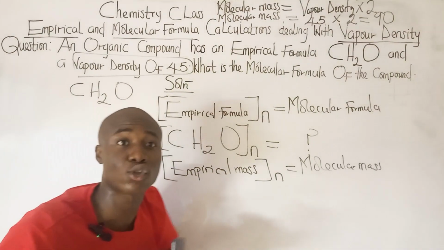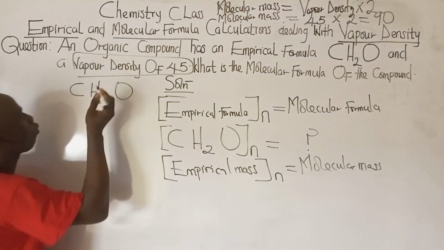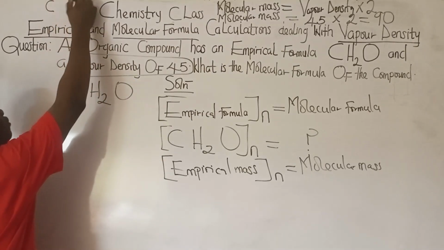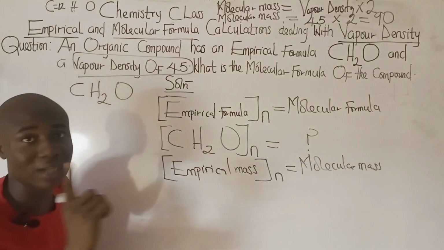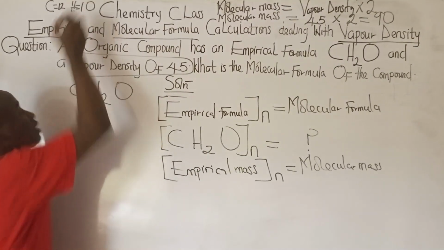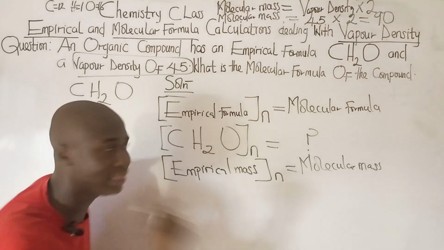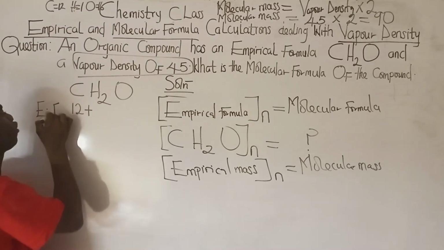To get empirical mass, it's like solving the molar mass of a compound. Now, what are the elements involved in this compound? There are 3 elements: carbon, hydrogen, and oxygen. Whereby the atomic mass of carbon is 12, the atomic mass of hydrogen is 1, and the atomic mass of oxygen is 16. So with this, we have 12 plus, we are trying to get our empirical mass.